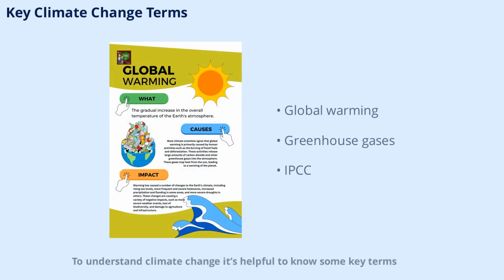To understand climate change, it's helpful to know some key terms. Global warming describes the rise in average global temperatures. Greenhouse gases like carbon dioxide, methane, and nitrous oxide trap heat in the atmosphere, causing the planet to warm. The Intergovernmental Panel on Climate Change, IPCC, is a leading international body that assesses climate science. These terms form the foundation for discussing climate change and its effects. As we move forward, keep these concepts in mind. They'll help you make sense of the trends and strategies we'll discuss.